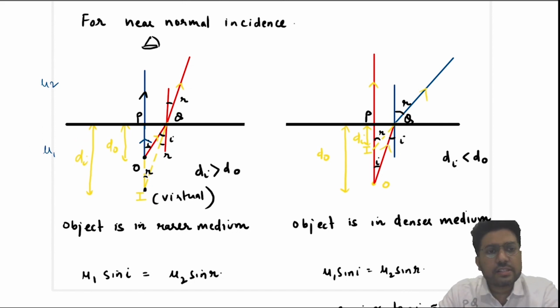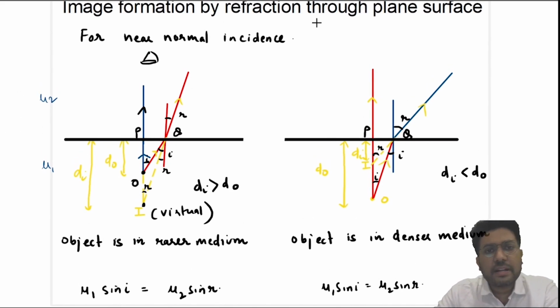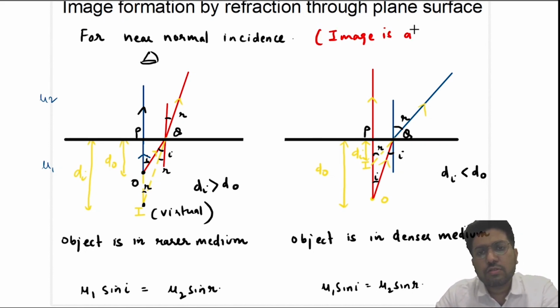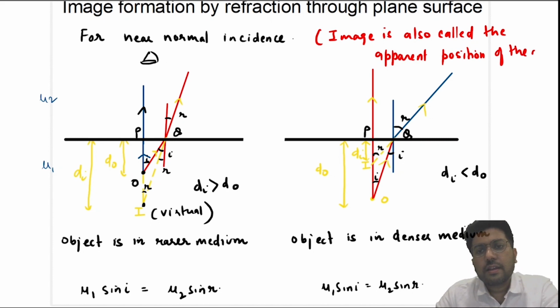So this image is also called the apparent position of the object. I'll write here: image is also called the apparent position of the object.